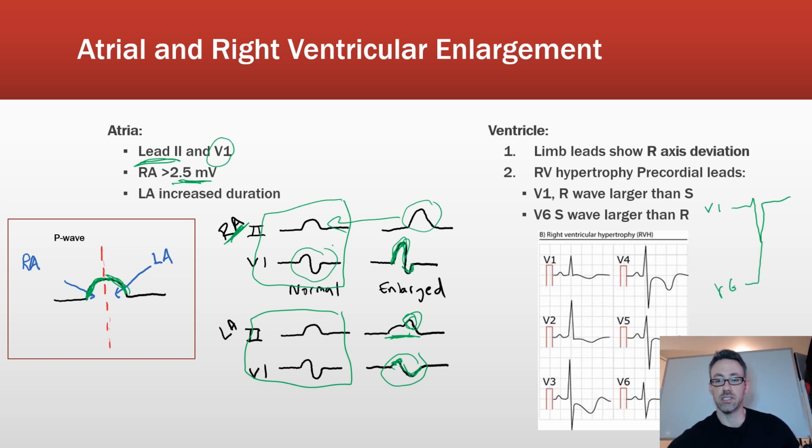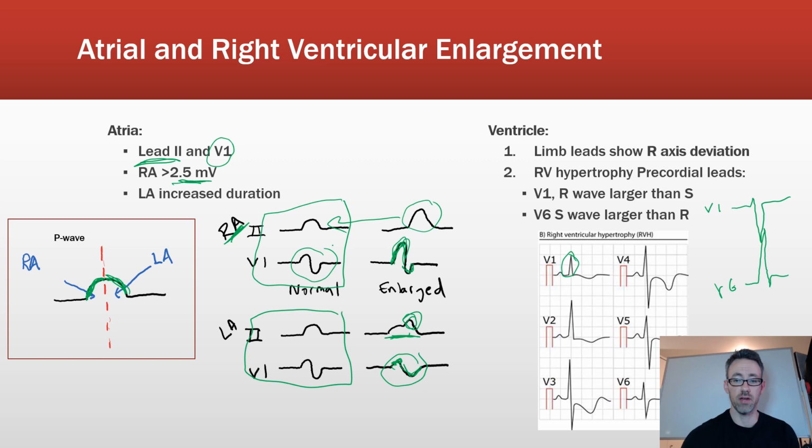All right, we see a nice large R, maybe a little bit of an S behind it. Usually we see a nice tall R wave, so we call that essentially reciprocal. However, if the right ventricle is hypertrophied, that means we have right axis deviation, and if we look at V1, we have it flipped. In V1, the R wave is larger than the S wave. So that's what you're seeing in this example here.